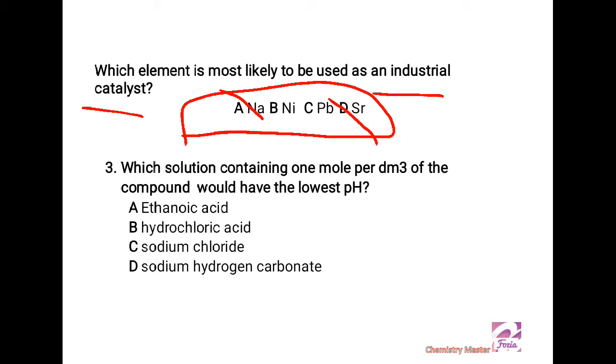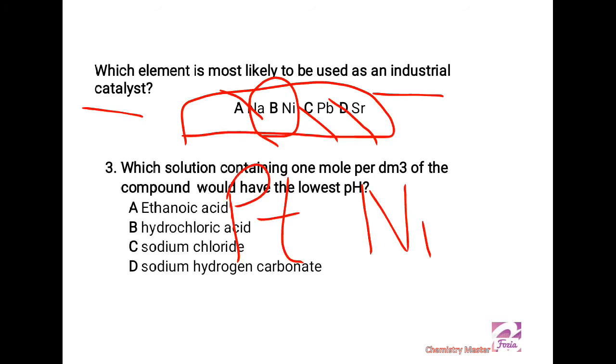What about C? C is lead. So when we see option B, it's nickel. Yes, I tell you here, these are nickel, platinum, and palladium. These three transition metals are used as catalysts.